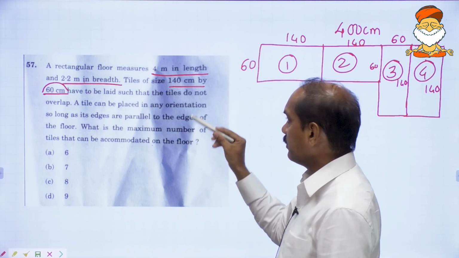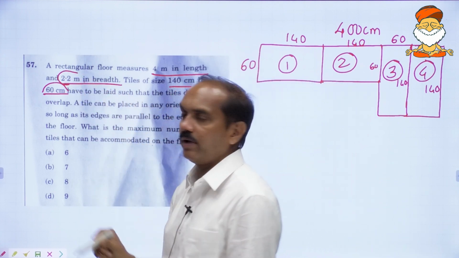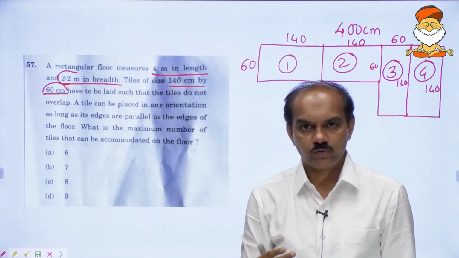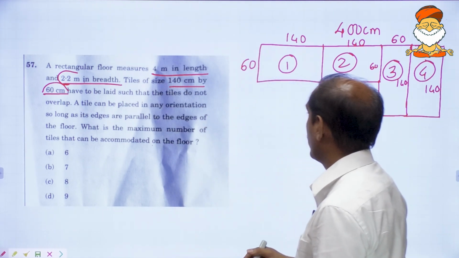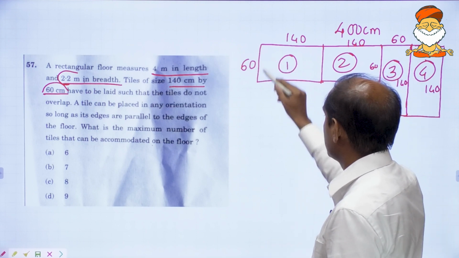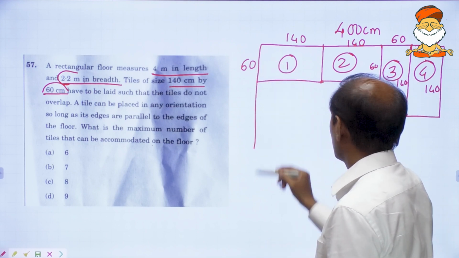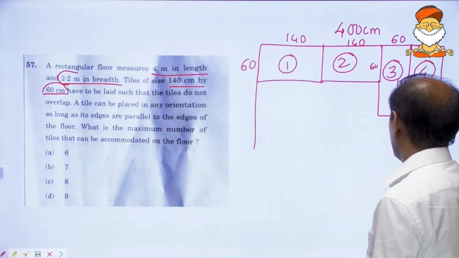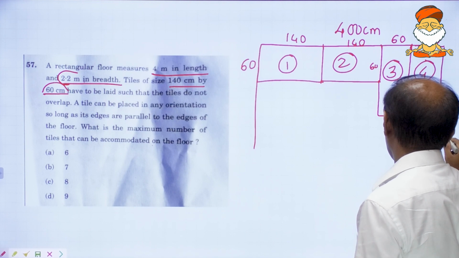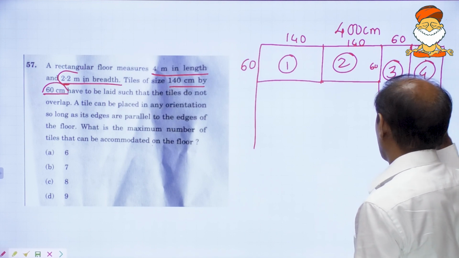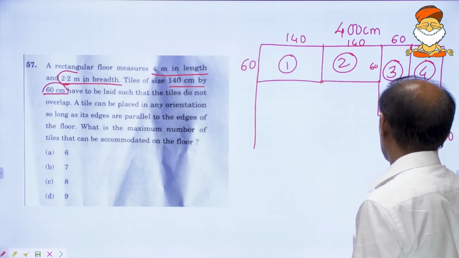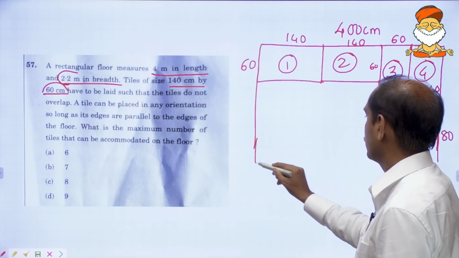Now let's check out the breadth also. Breadth is 2.2 meter. 2 meter means 200 centimeter, then 20 centimeter. Meaning 220 centimeters we have got. This side it is 220. Already 140 height is over. Now how much is left out here? 140 is over, 80 is remaining here. You are left with only 80 height.